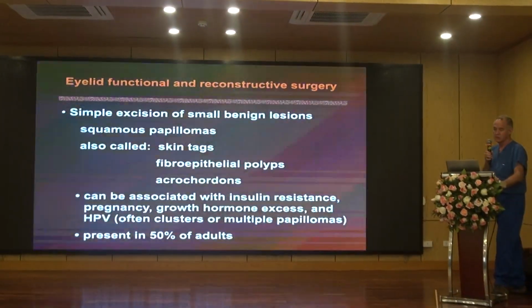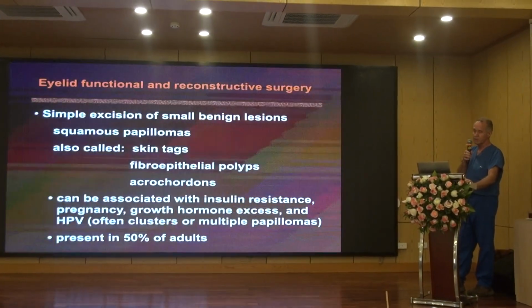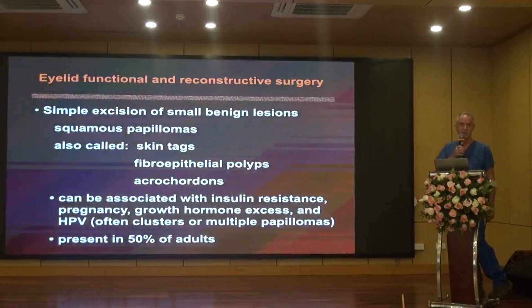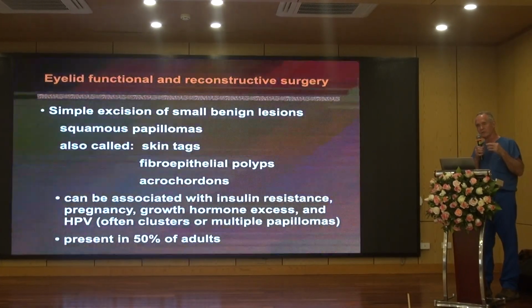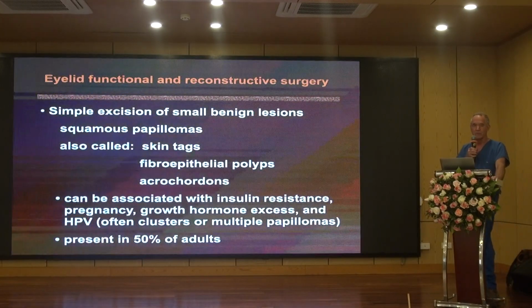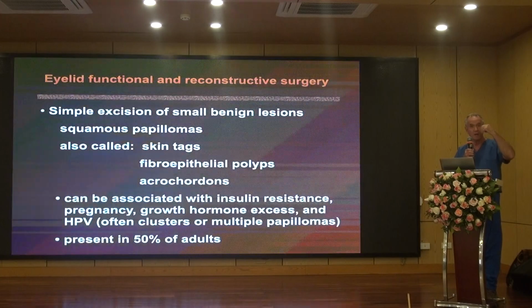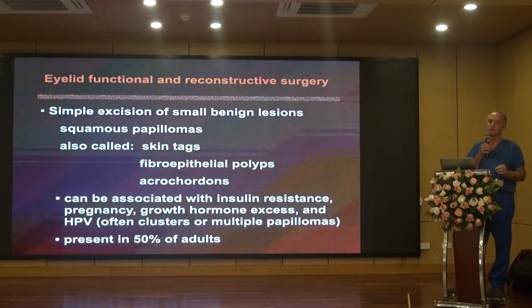And I'll just show you some examples of some of the simple benign lesions that we see in ophthalmology. One of the most common is the squamous papilloma. Sometimes they're called a skin tag, or a fibroepithelial polyp, or acrocordon. They have many names, but they're benign squamous papillomas. And these have been associated with some systemic conditions, and if you see a patient with dozens or hundreds of squamous papillomas all over their face or all over their body, sometimes that is caused by HPV, human papillomavirus. And some of those patients are at an increased risk for squamous cell carcinoma later in life.